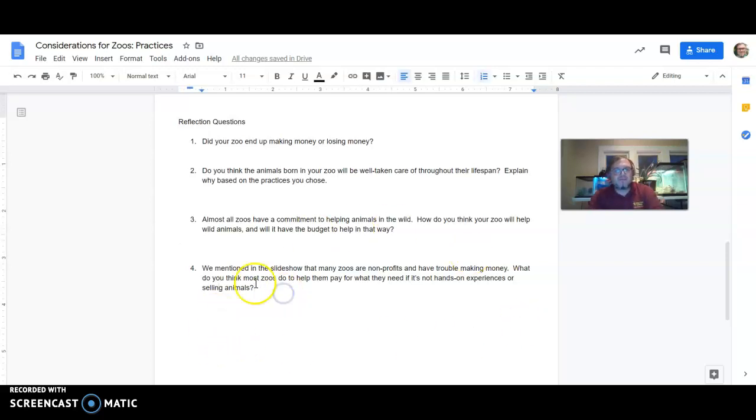And then finally, number 4, we mentioned in the slideshow that many zoos are nonprofits and have trouble making money. What do you think most zoos do to help them pay for what they need if it's not hands-on experiences or selling animals? Again, not all zoos participate in that. So think about, what would it be if it's not those types of things to help raise money?